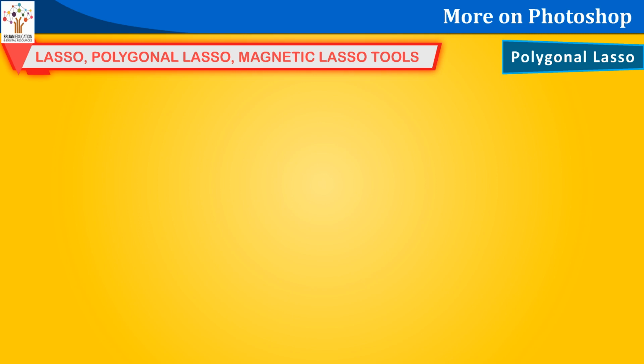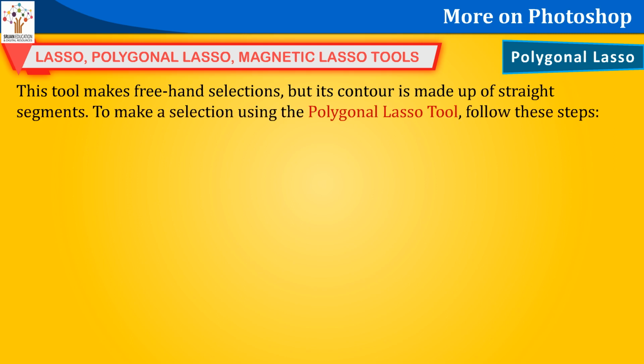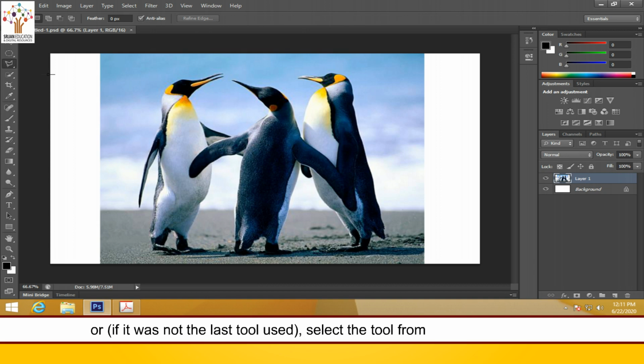Polygonal lasso. This tool makes freehand selections, but its contour is made up of straight segments. To make a selection using the polygonal lasso tool, follow these steps. Select the polygonal lasso tool from the toolbox by clicking on its icon. Or, if it was not the last tool used, select the tool from the floating window.